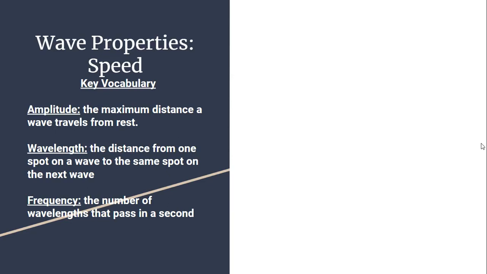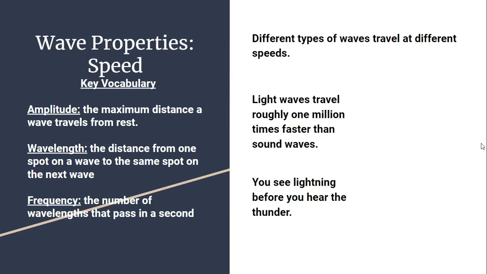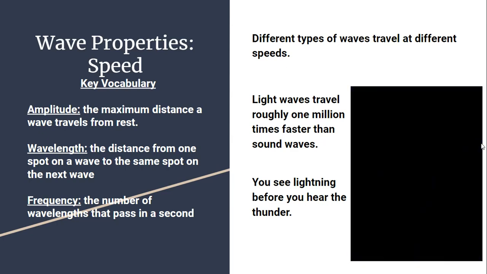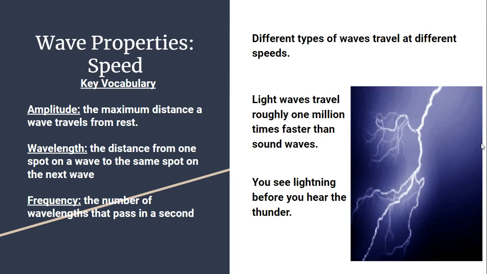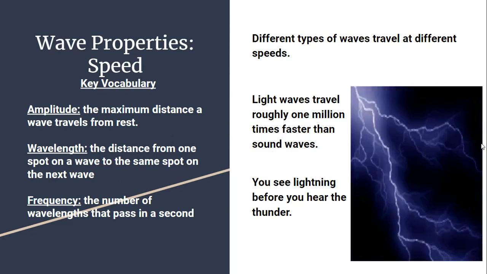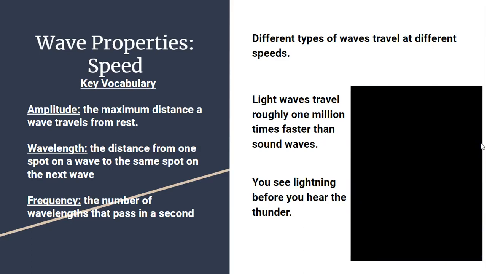One final thing to think about is the speed of the wave. Different types of waves can travel at different speeds. For instance, light is a form of a wave that we'll cover and learn about soon, but light waves travel much faster than sound waves, roughly about 1 million times faster than the sound wave, which is why you can see lightning before you hear the thunder.